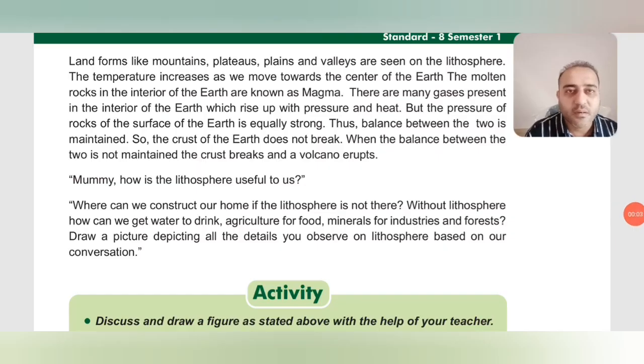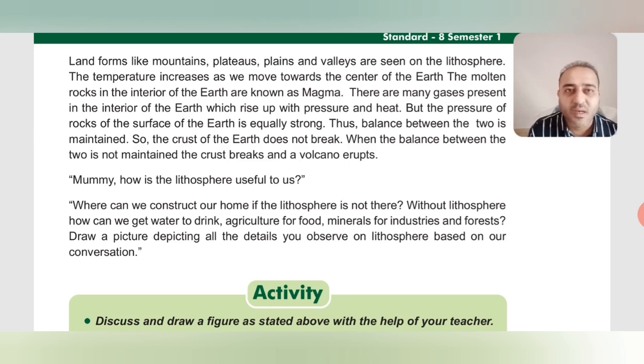Now, in the next paragraph, we are given the description of the layer of the earth, that is the lithosphere, what does it contain, right? So, landforms like mountains, plateaus, plains, and valleys are seen on the lithosphere. The temperature increases as we move towards the center of the earth. The molten rocks in the interior of the earth are known as magma.